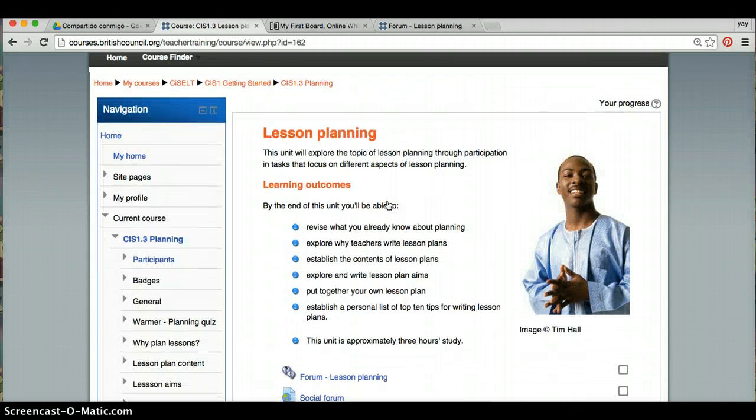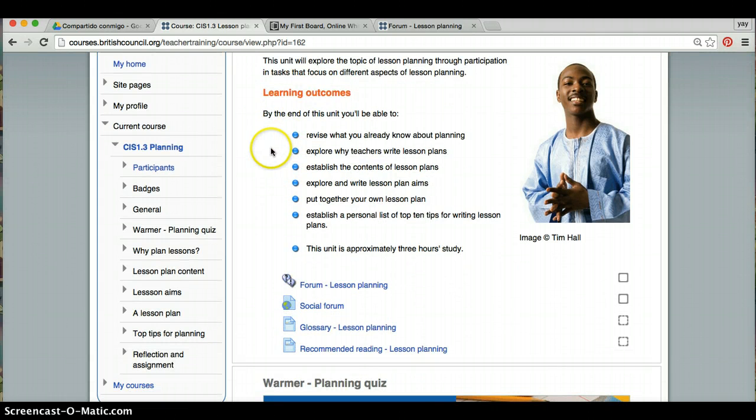Here we have lesson planning, which fits well with the assignment, because the assignment consists of planning a lesson, and also implementing that lesson. This unit will explore the topic of lesson planning through tasks that focus on different aspects of lesson planning. The learning outcomes: revise what you already know about planning, since you are all teachers and have an idea of what lesson planning is; explore why teachers write lesson plans; establish the contents of lesson plans; explore and write lesson plan aims; put together your own lesson plan; and establish a personal list of top 10 tips for writing lesson plans.